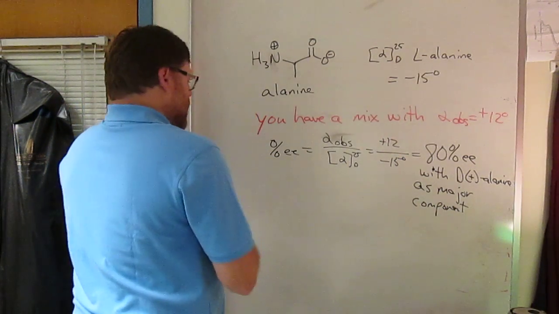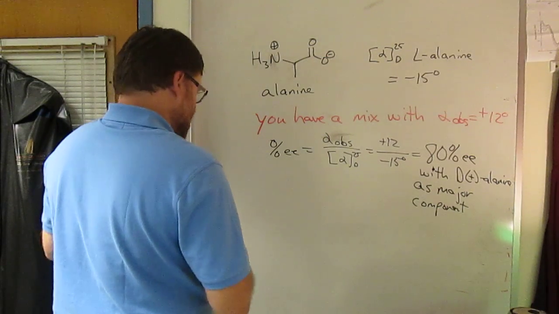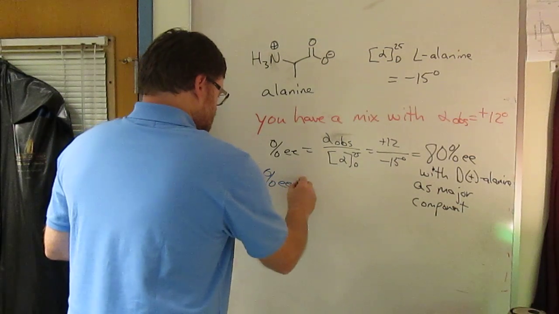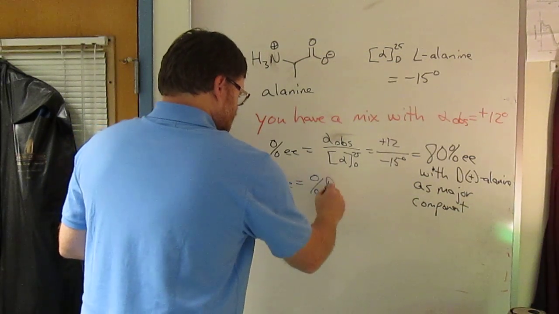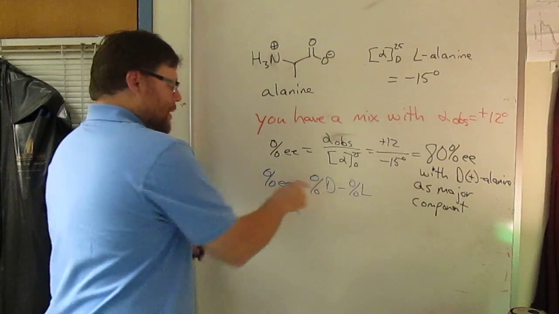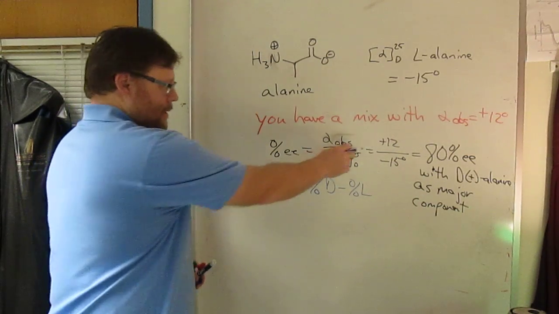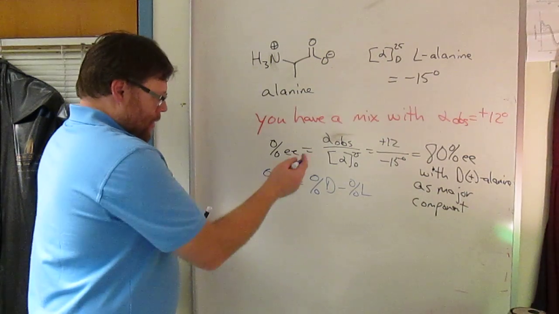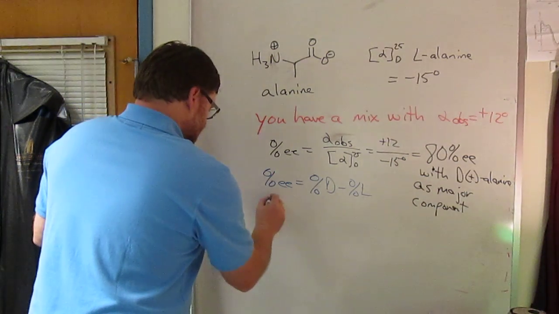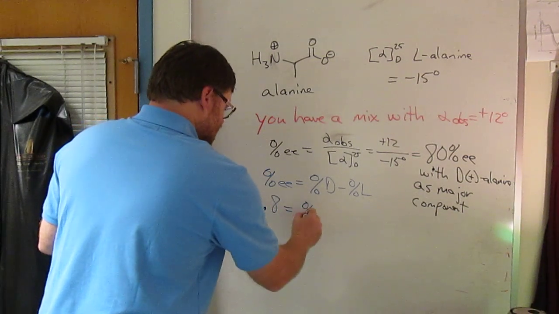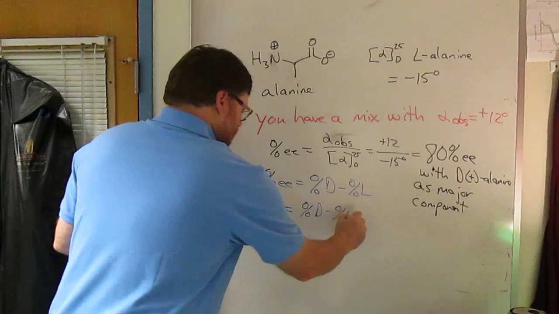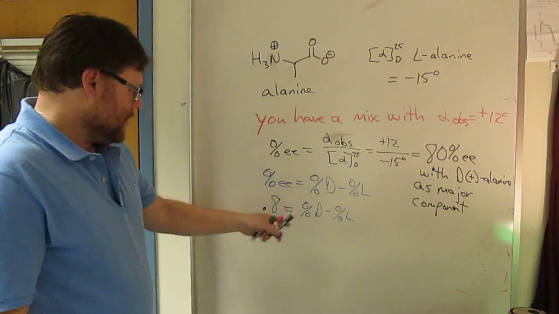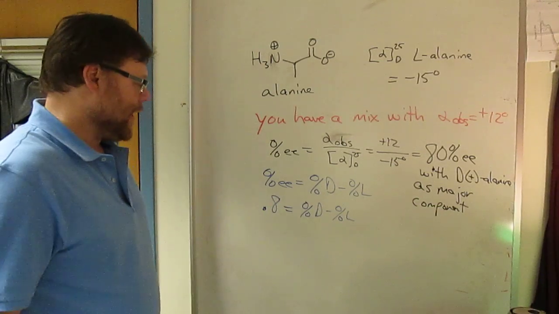All right, again, percent EE also equals percent D minus percent L. In this case, again, D is the major enantiomer because of the direction of rotation of the plane polarized light. So we have 0.8 equals %D minus %L. And it looks like we're screwed, doesn't it? Two unknowns, one equation, can't solve that.